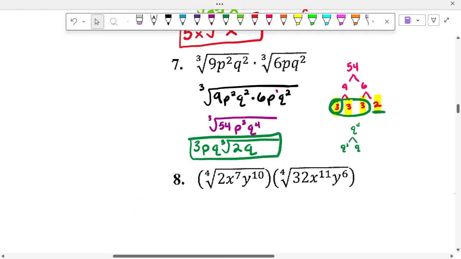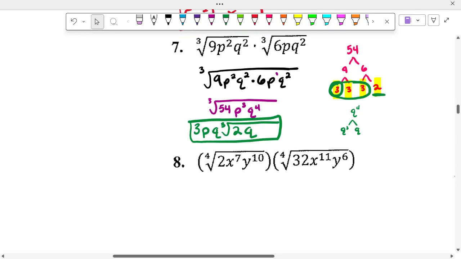Try number 8 on your own. Be careful, it's a 4th root, so you're looking for groups of 4. That's just another way to write multiplication. Remember, parentheses times parentheses is just multiplying. You just wrote it a different way. So start with the multiplying and then simplify after.